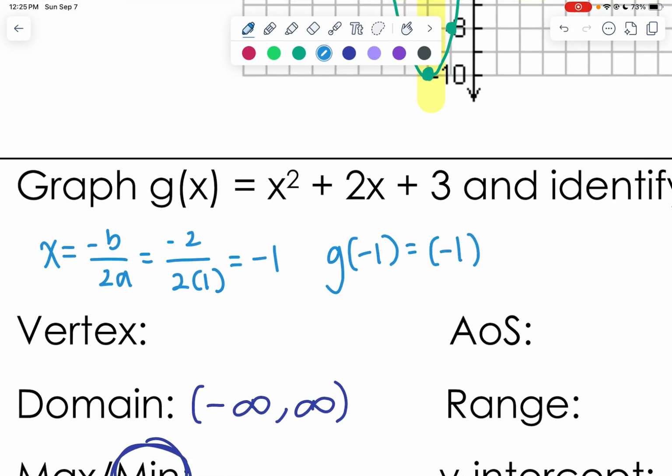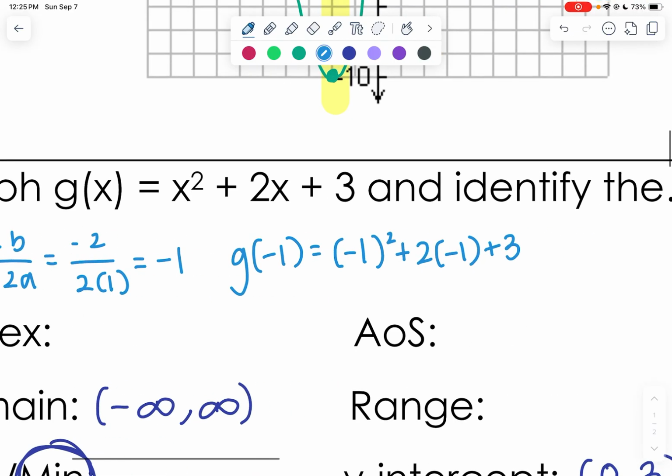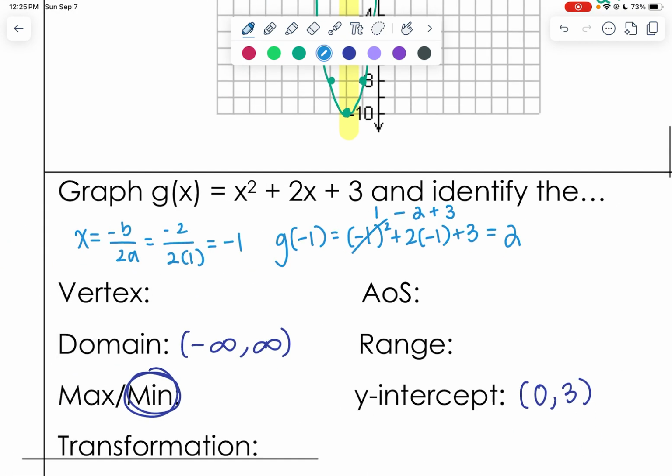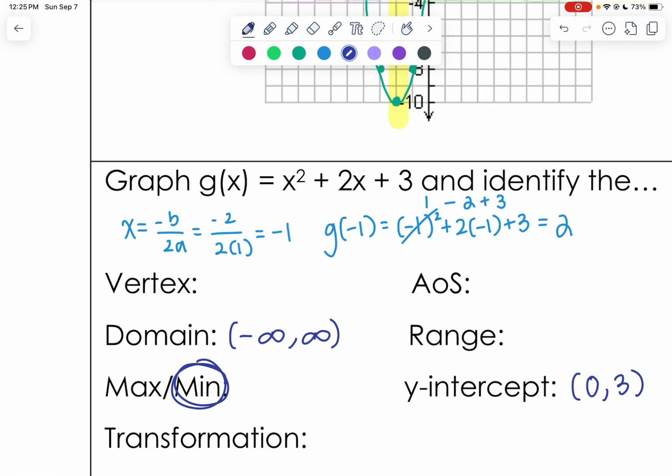So that would be negative 1 squared plus 2 times negative 1 plus 3. So negative 1 squared would be 1. 2 times negative 1 is minus 2 plus 3. So 1 plus 3 is 4. If I subtract 2, that's going to give you 2. Okay, so your vertex would be at negative 1, 2. That means your axis of symmetry would be at x equals negative 1. Okay, we know it has a minimum at 2, and then it's going up. So it's going to start at 2 and then go up to infinity.